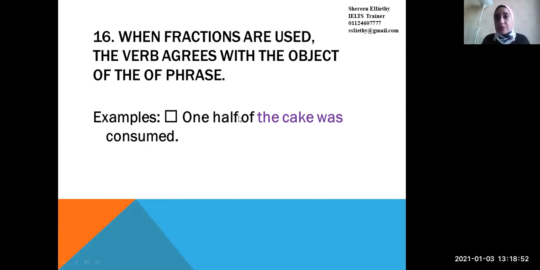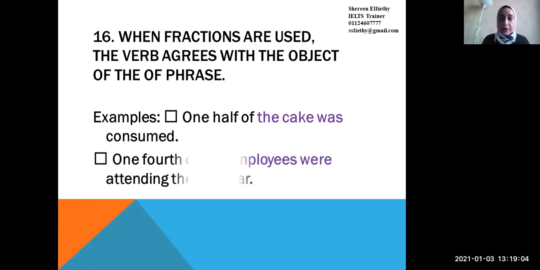So whenever we see fractions used, the verb will agree with the object of the phrase, which is the cake. So 1/2 of the cake was consumed. Very good. 1/4 of the employees were attending the seminar, because employees here is the object of the phrase. So again, 1/4 of the employees were attending the seminar. So far, so good. Awesome. Let's go on.